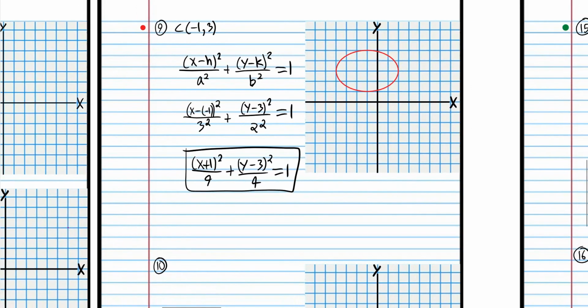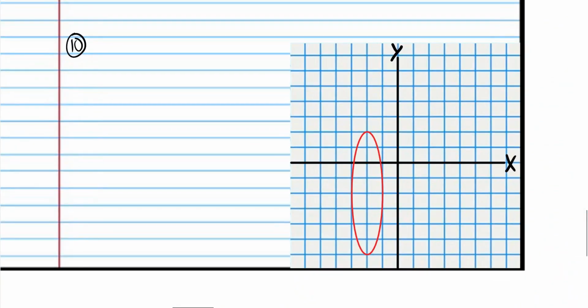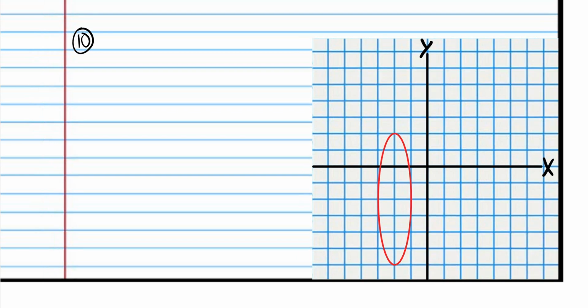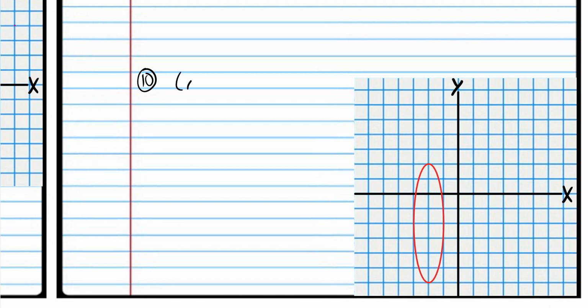So let's try another one of these problems. Now the major axis is vertical. This is the longest axis, which means that the vertices are going to be at the top and the bottom. They're not going to be on the sides, as you see here. So let's write the standard form of this ellipse. Now I'm going to write y minus k squared, and I'm going to put the a squared under that.